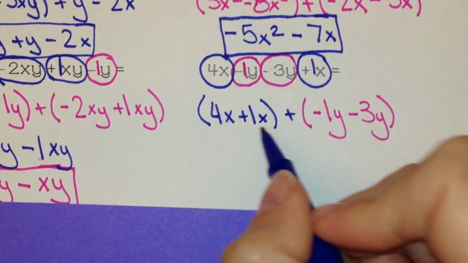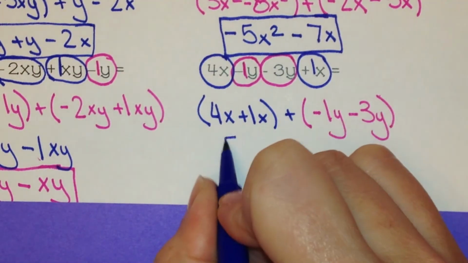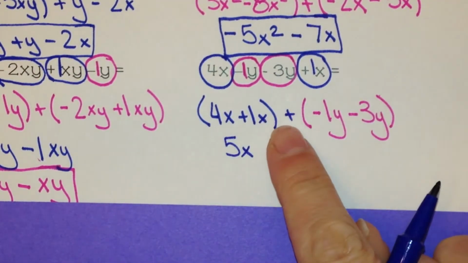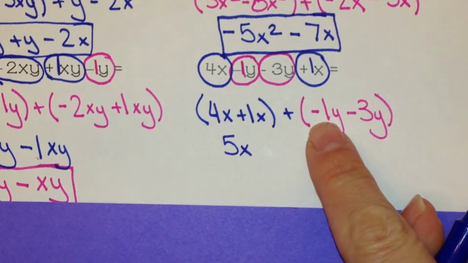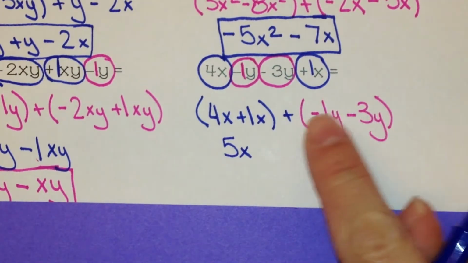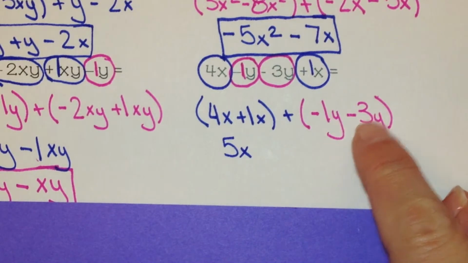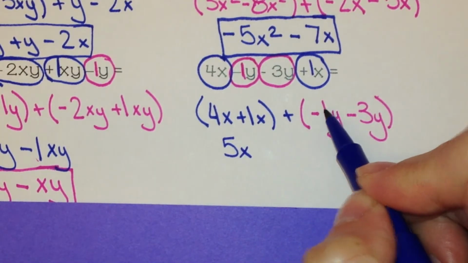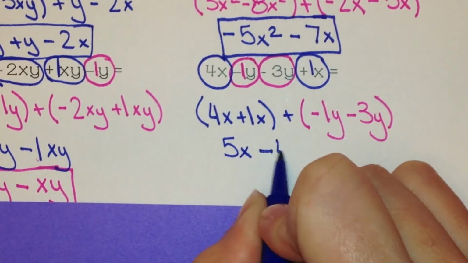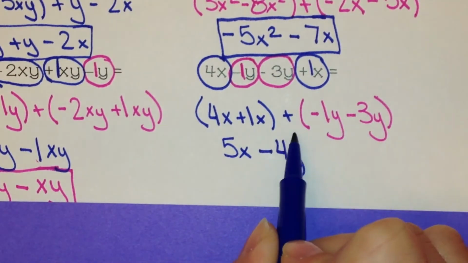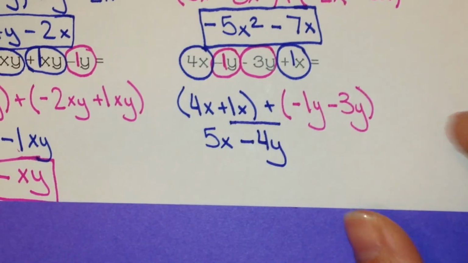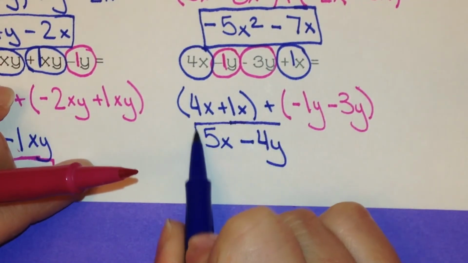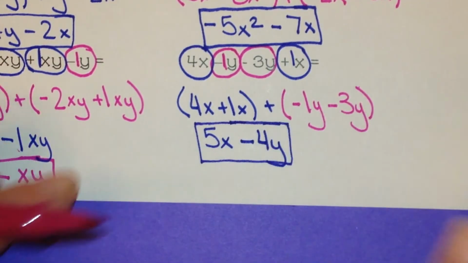Okay, we have 4x plus 1x. 4 plus 1 is 5, so 5x plus negative 1y minus 3y. Negative 1 minus 3 is negative 4, so negative 4y. Again, I could put plus negative 4y, or I could just put minus 4y. And we cannot combine anymore because you can't combine x's and y's. They are not like terms.